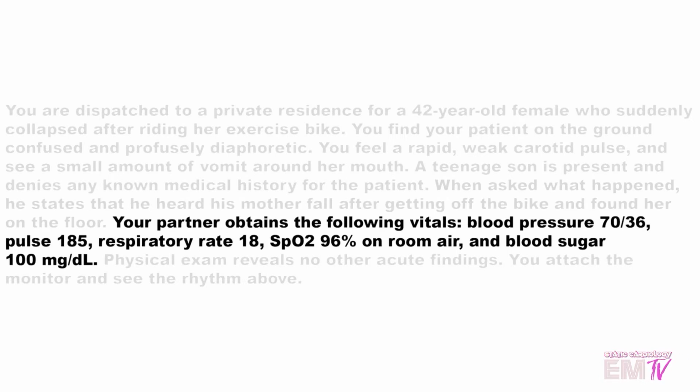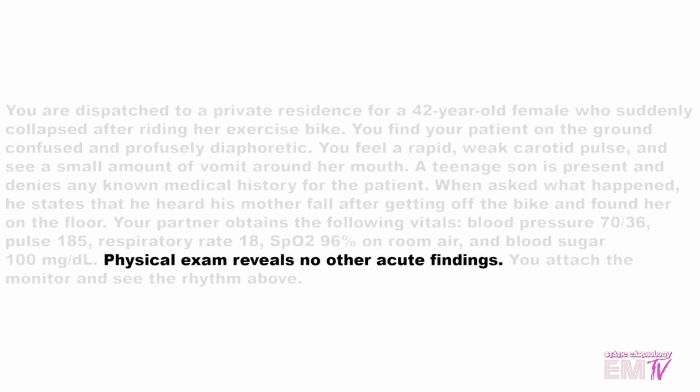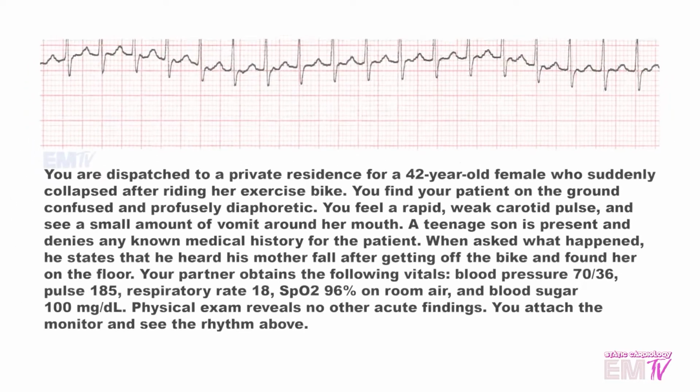Your partner obtains the following vital signs: blood pressure 70/36, pulse 185, respiratory rate 18, SpO2 96% on room air, and blood sugar of 100. Physical exam reveals no other acute findings.